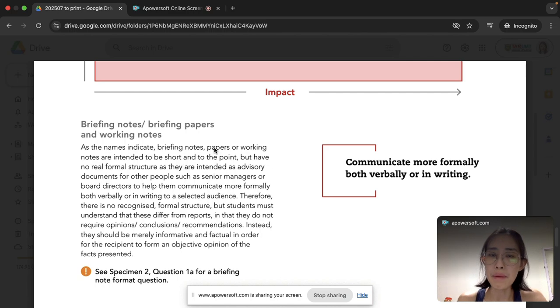So what is a briefing paper? A briefing paper actually is an internal document, right? It's an internal document just to provide some ideas or insights about the content that we are talking about to the person who is usually asking us, right?